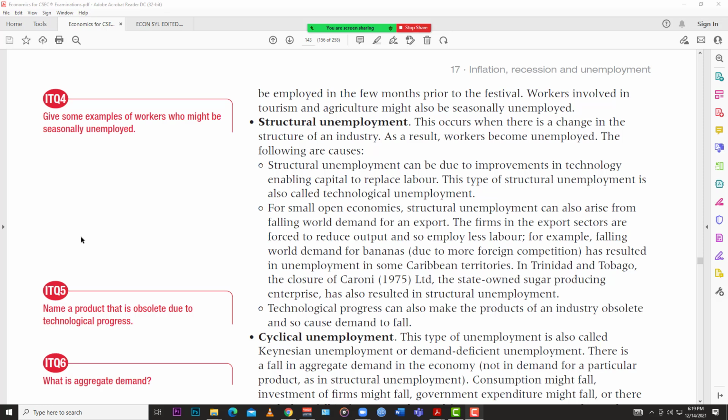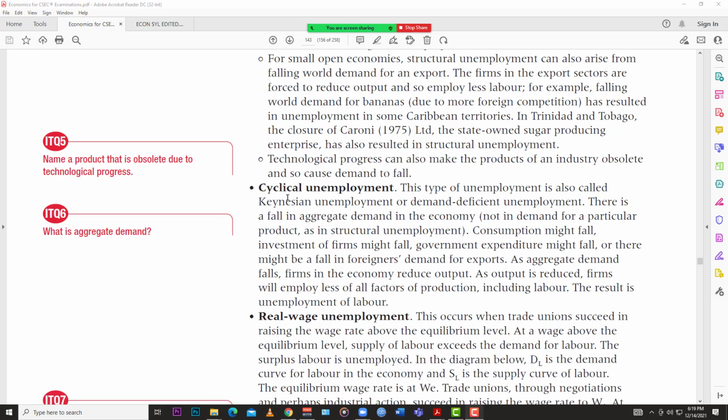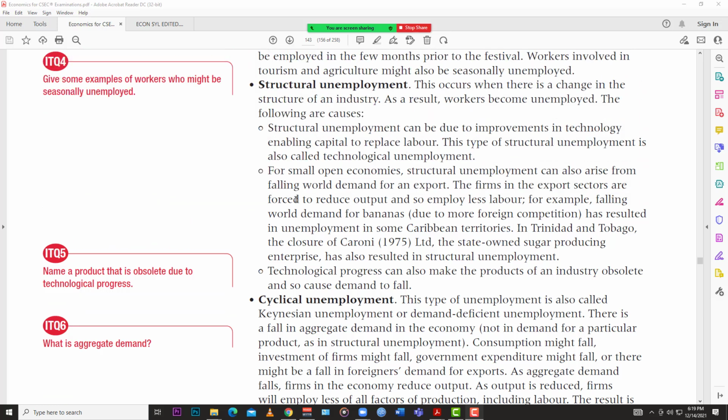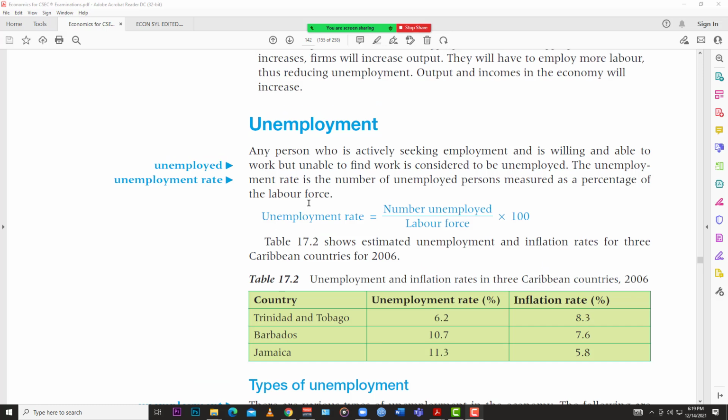Right? Then we have cyclical unemployment. This one should be familiar to you. Cyclical unemployment. Because what? We covered it just now. So cyclical unemployment. This type of unemployment is so-called Keynesian unemployment or demand deficient unemployment. Remember we said that the economy goes through a cycle, the business cycle. What do they call it up here? I think they called it the trade cycle. Is that what they call it up here?